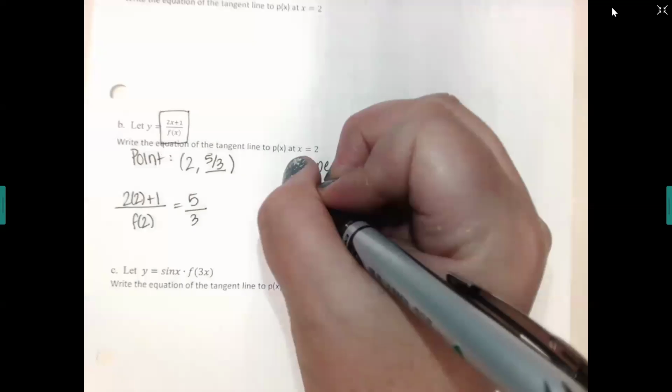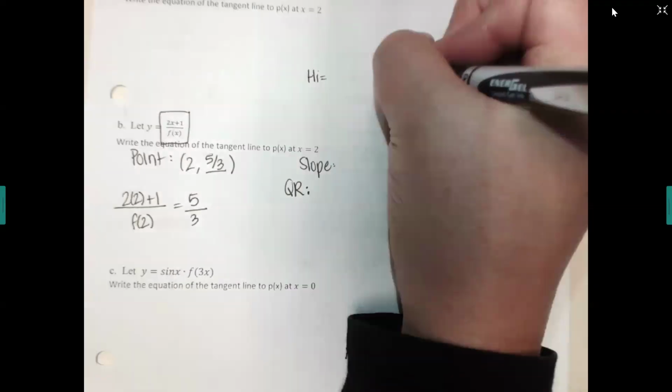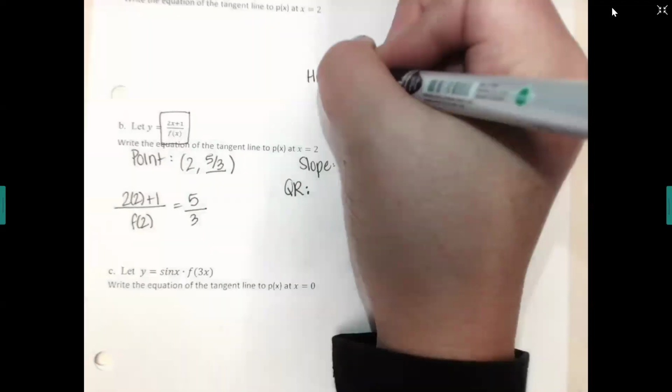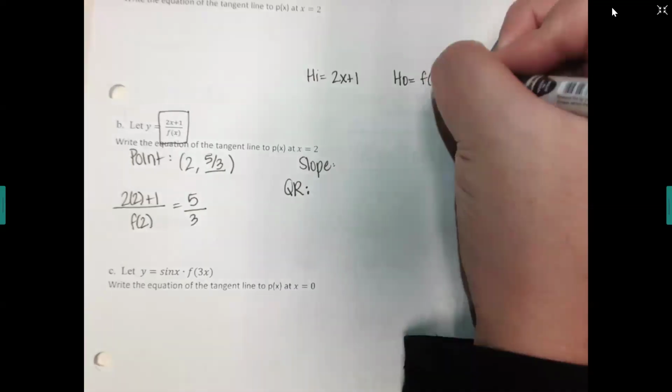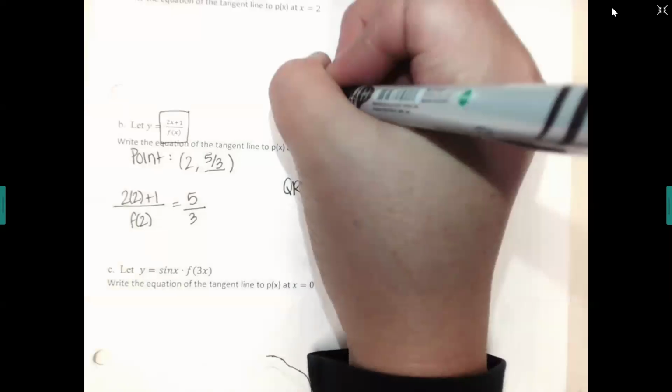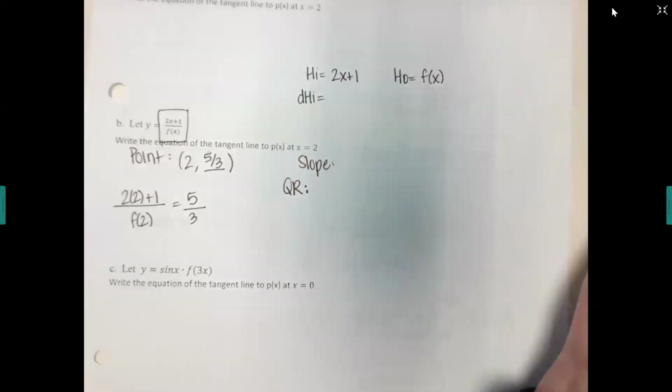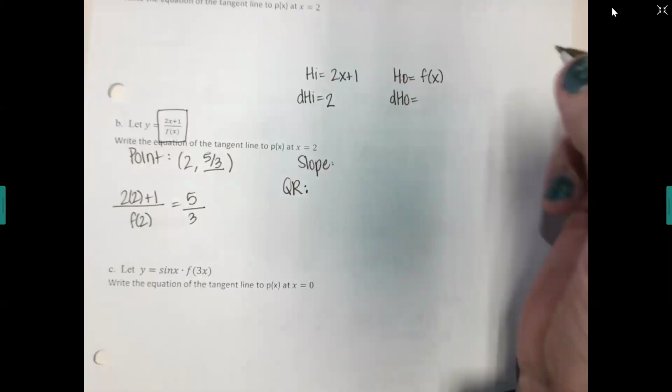Derivative needs quotient rule. Okay, so I'm going to use this space up here at the top. So I'm going to have a hi and a ho. Remember, hi is the top, ho is the bottom. So the top is a 2x plus 1. The ho is an f of x. Then remember, I take the derivative. I'm going to call it d hi and d ho. What is the derivative of the top, or the d hi? Just a 2. Then d ho is the derivative of the bottom.